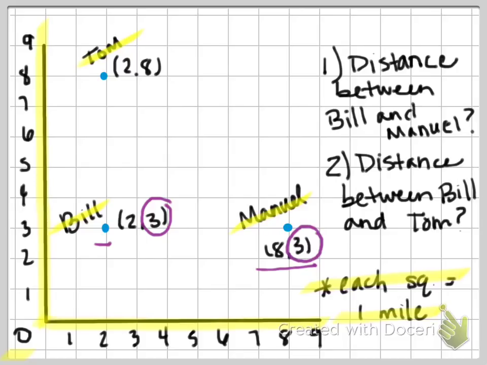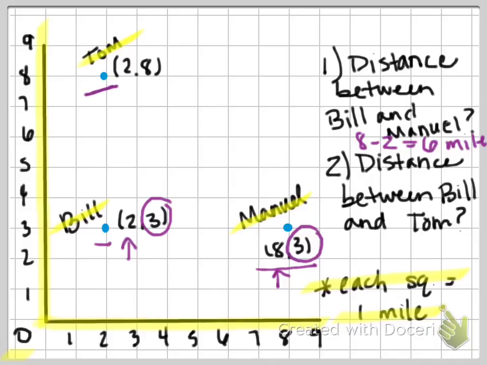Well, in order to figure that out, I want to know what's the distance in their horizontal coordinates. I know their vertical coordinates are the same, so how far away are they horizontally? Well, Bill is at 2 and Manuel is 8. That's simple subtraction. How far away is 2 from 8? Well, all I have to do is say 8 minus 2, which we know equals 6, and I know that Manuel is 6 miles down the same road that Bill is, or 6 miles away from Bill. So once I recognize if one of the coordinates is the same, finding the distance between the two of them is very simple.